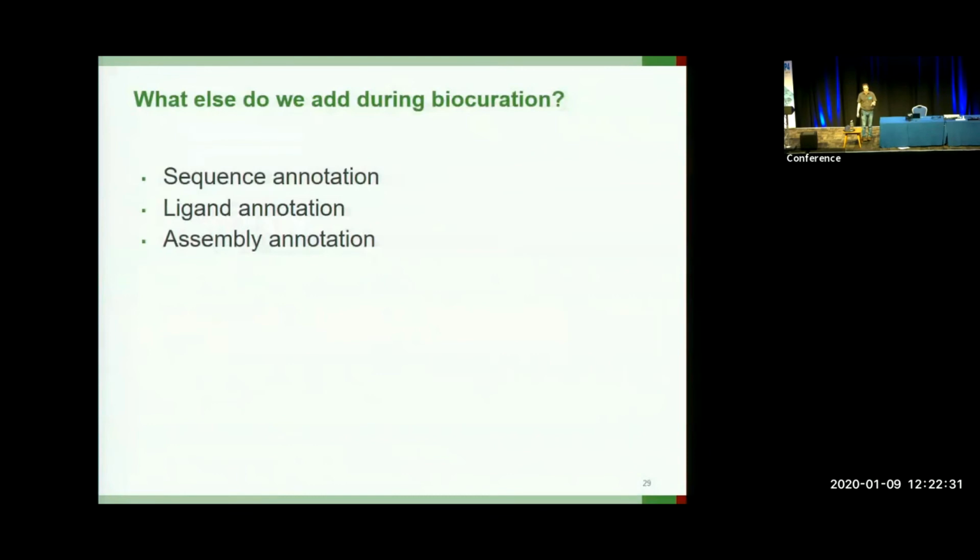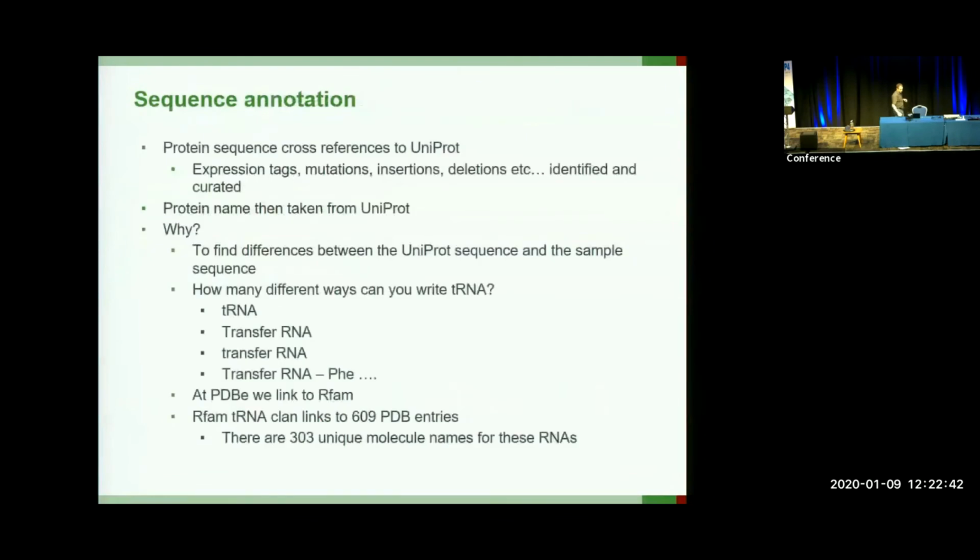So that was just deposition. What do we do as curators after that point? Sequence annotation, ligand annotation, and assembly are the big three that we do. Sequence annotation: we take your sequences and map them to external resources so that we can tell where things differ. So we can annotate expression tags, mutations, insertions, deletions. Again, this is a controlled enumeration, so that you can't say, this is my favorite mutation, which some people do want to do. We take the protein name from UniProt. Again, quite a lot of you complain that we do that. Why do we do that?